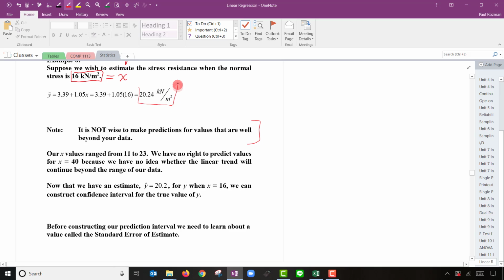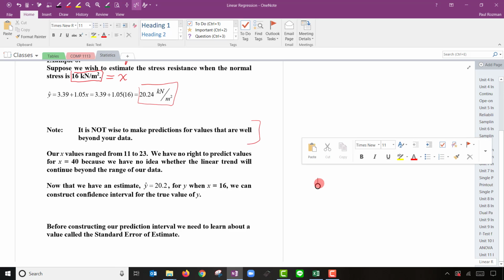This value here is probably not the exact answer. If you put 16 on top, is it going to be 20.24? No, it's going to vary. So if this is an estimated value, well, I guess there's a theoretical correct value. Therefore, we could do maybe a confidence interval for the actual value using our predicted value. But before we can do that, we need to define something else.